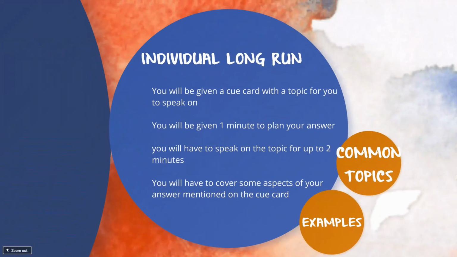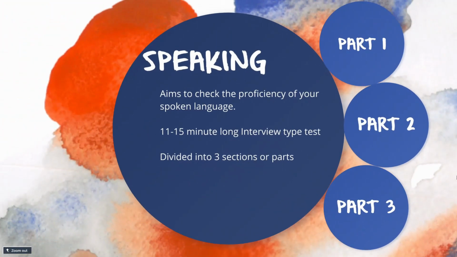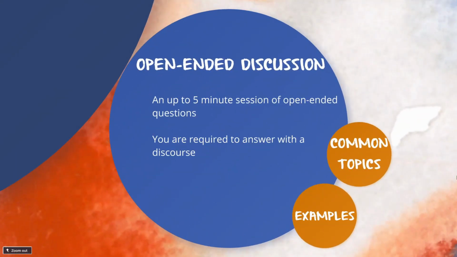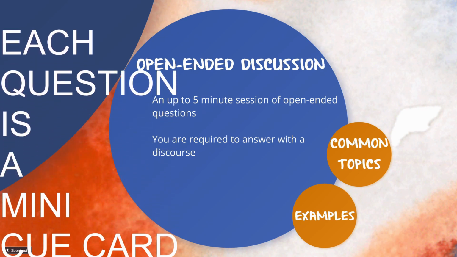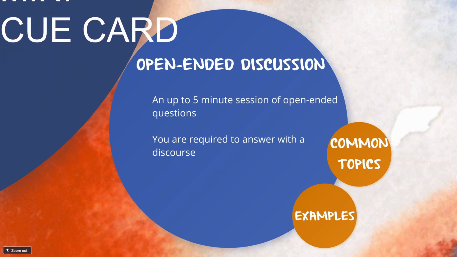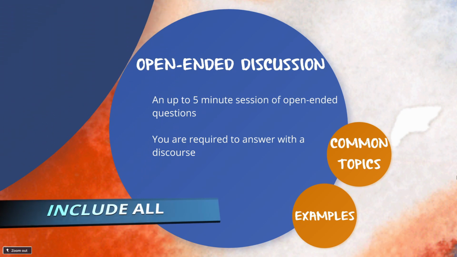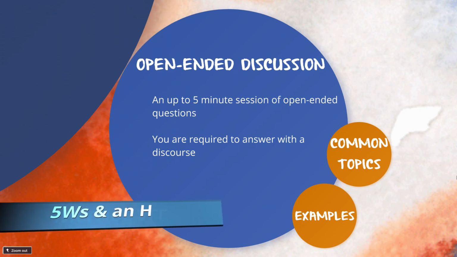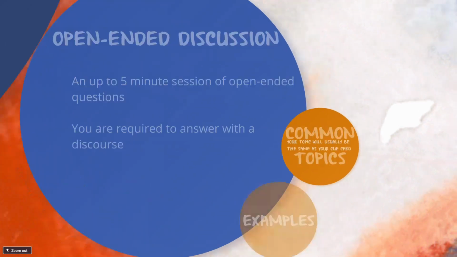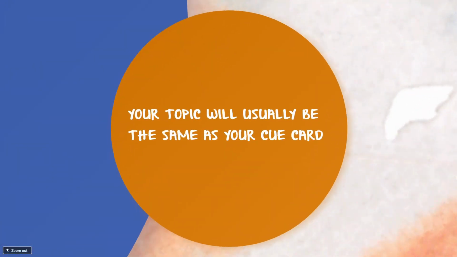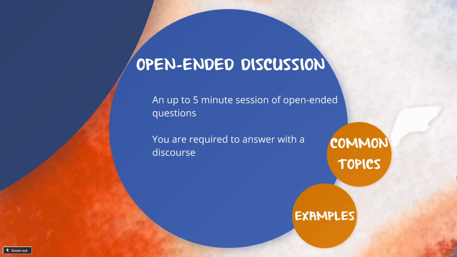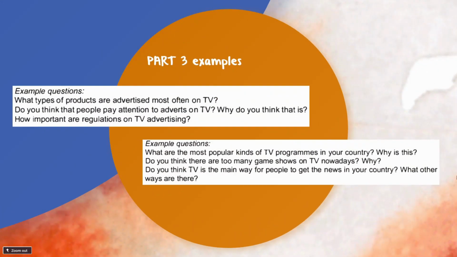Part 3 of the IELTS speaking module is open-ended discussion, which will be a 5-minute session of open-ended questions for which you are going to answer in a way of discourse, which is a speech-like fashion. Essentially treat all the questions as a mini cue card and deal with all the 5 W's and an H on your own even if they're not asked of you. The topics are going to be the same as the cue card that you've already talked about. So hopefully you will not run out of ideas.